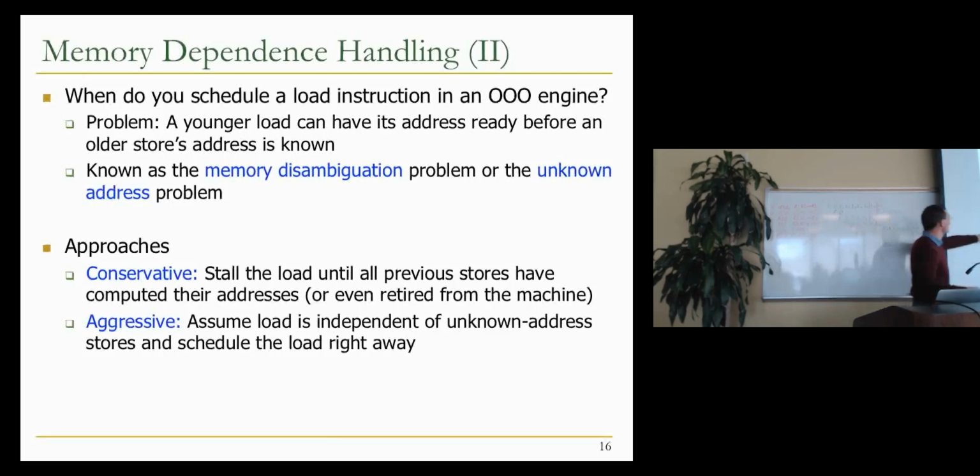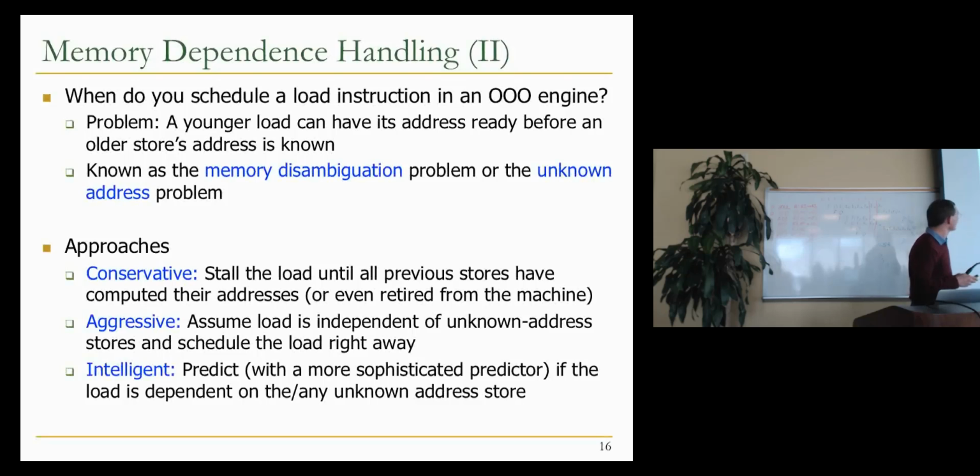Your approach, which is the aggressive approach, you can assume the load is independent of unknown address stores and schedule the load right away. Of course, you need to have a mechanism to fix this if you're wrong. I call it intelligent, but that may not be the best because it's more complex too. Maybe sophisticated is better. The more sophisticated approach is you can predict with a more sophisticated predictor. So this is actually a prediction mechanism, right? You're predicting exactly what you said. You're saying that it's unlikely that this load is going to load from the store that I do not know the address of. So I'm going to assume and predict that it's not going to.